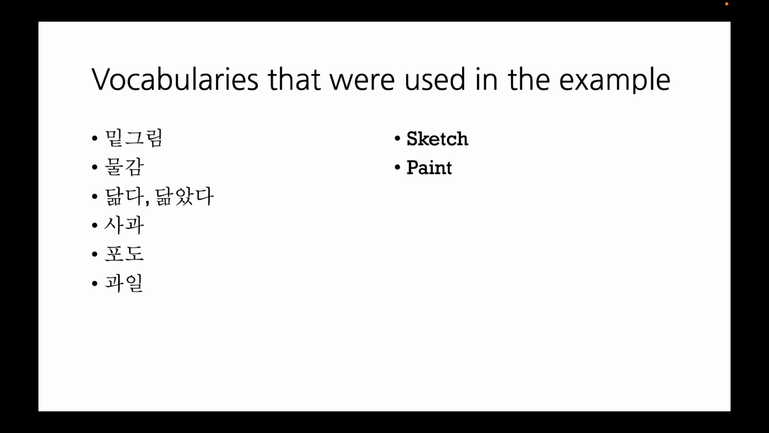Okay? 닮다, 닮았다 means look like and resemble, as I explained just before. 사과 means apple. 포도 means grape. And finally, 과일 means fruit. Because I assume that you can read Hangul, I didn't put any phonics, as I mentioned before.